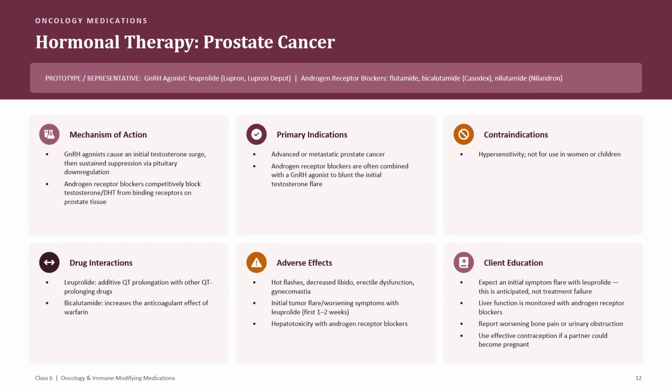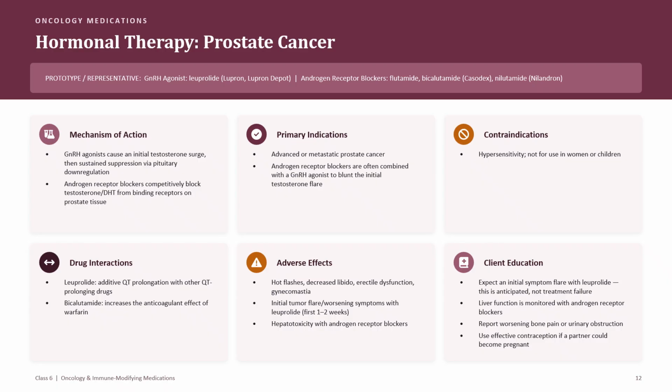So this is why androgen receptor blockers are often started at the same time as Leuprolide, because they block the receptors from responding to that initial surge, and blunting that flare. So if a patient isn't aware that this is coming, they are going to think that the treatment is failing. And it's not, right? At that exact moment, it's actually starting to work.